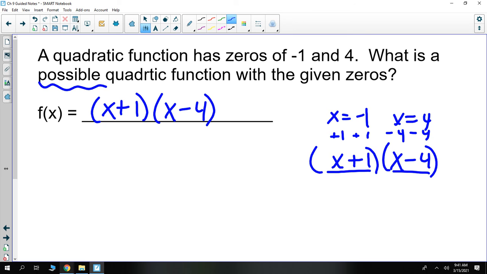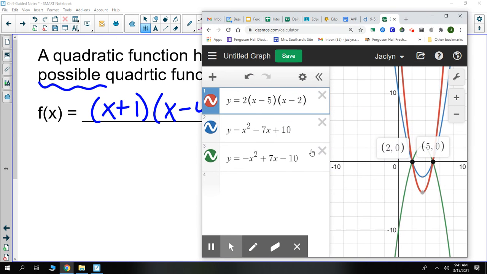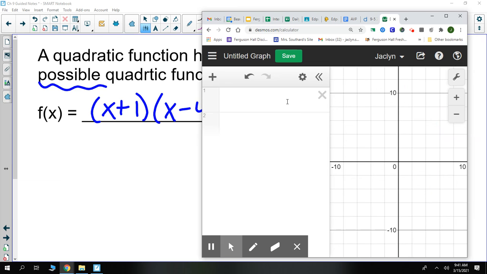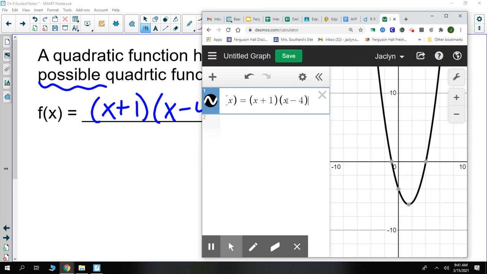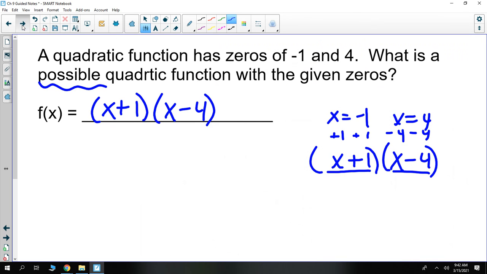So let's just double check by typing it in. If I put f of x equals x plus 1 times x minus 4, does it cross at -1 and 4? Yes, it does. So that would be a possible equation.